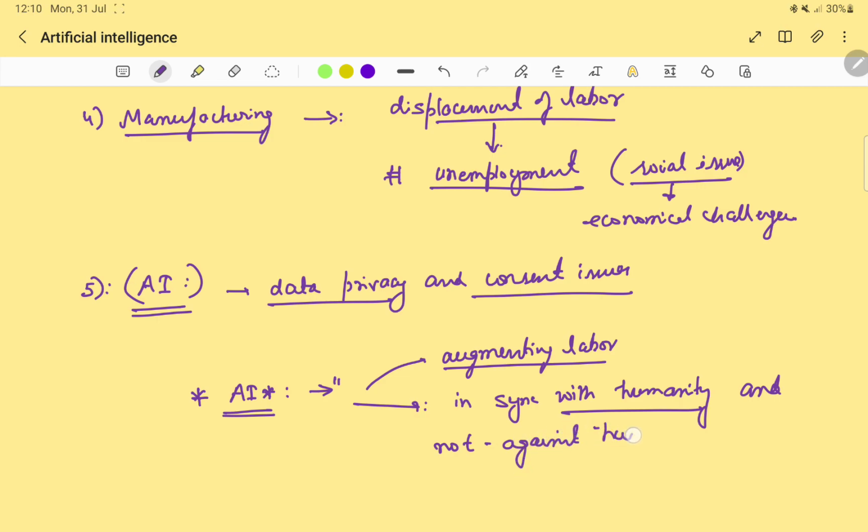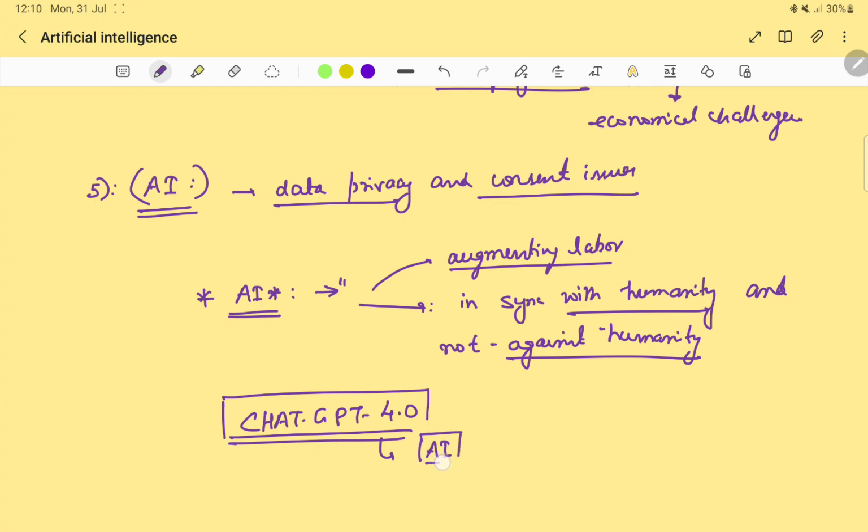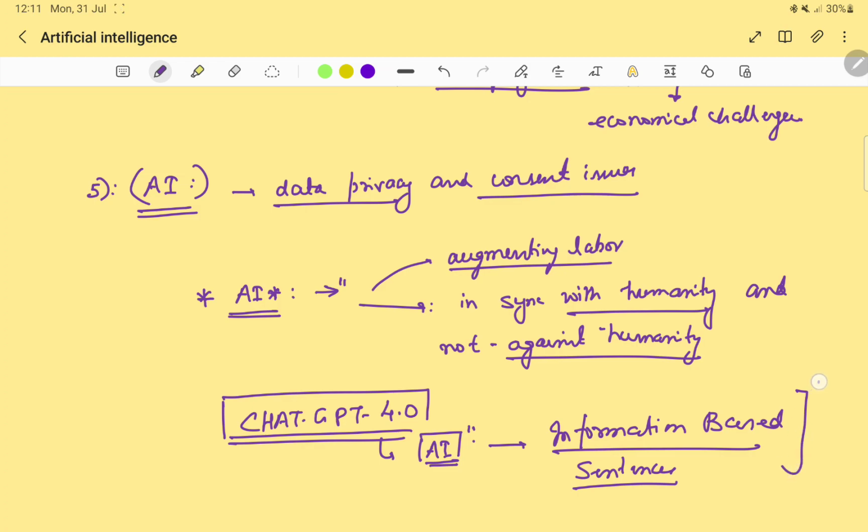You all might have heard about ChatGPT, which is making headlines these days. I think the new version 4.2 has launched. This is again a very smart artificial intelligence structure, which is giving you information-based sentences. So these have the potential to replace humans in various industries.